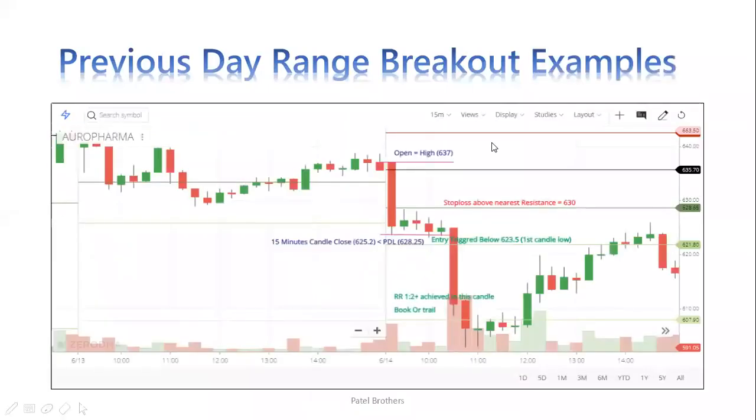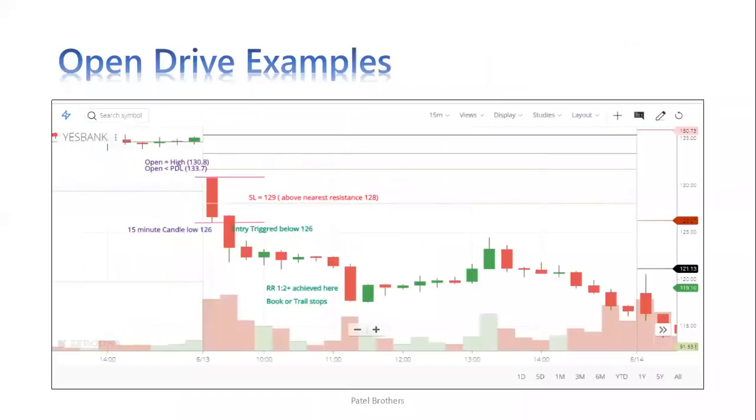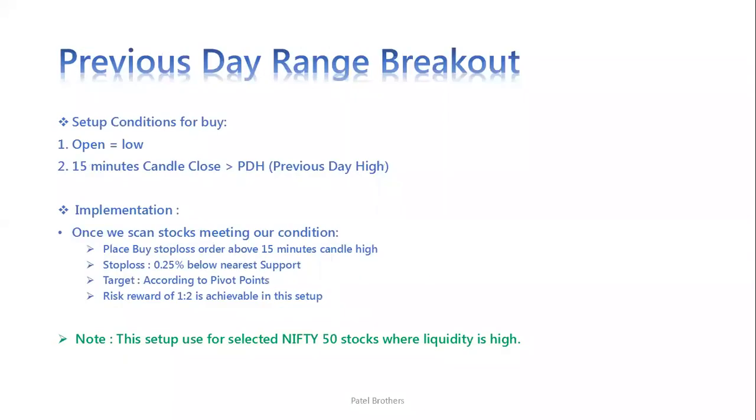So you can see that this was not opened below the previous day's low, but it has closed below the previous day's low. But in the open drive setup, it is opening just from the open itself. It is opening below the previous day's low, and open should be high. So that is the only difference between open drive and the previous day's range breakout.